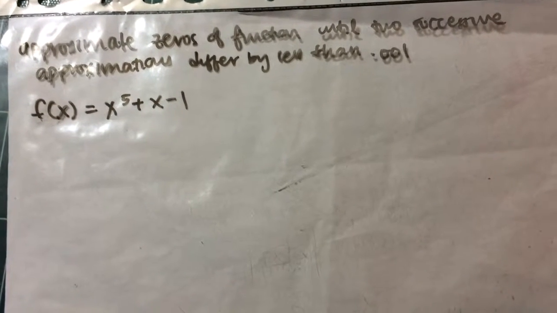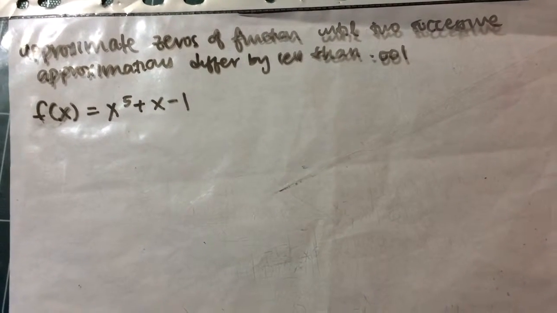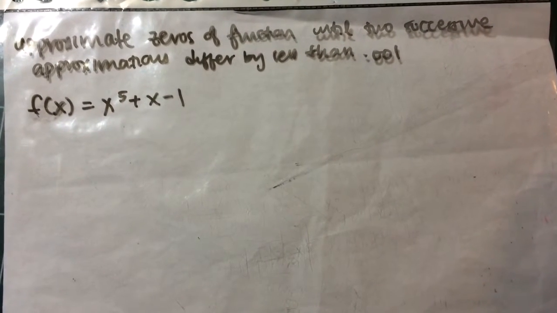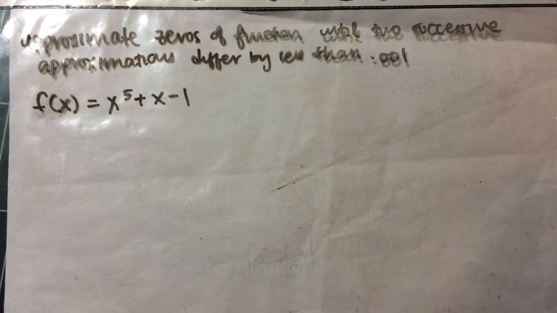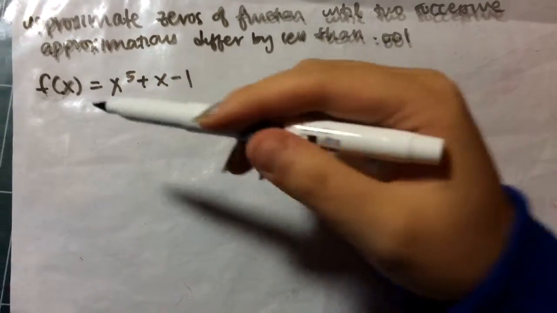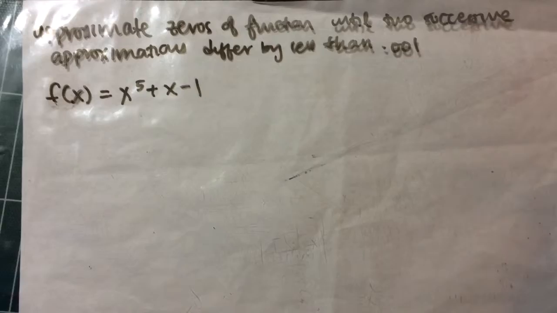Okay, so let's try a problem now. The problem says to approximate zeros of a function until two successive approximations differ by less than 0.001. And then they're giving us this function here.